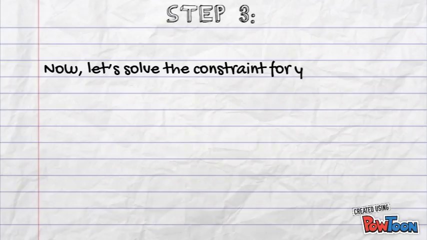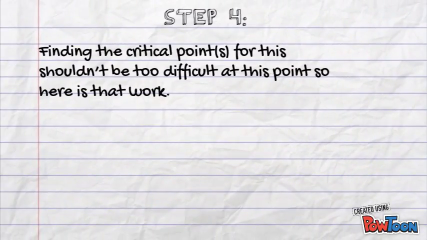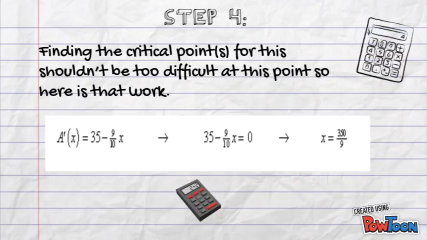Now, let's solve the constraint for y. y equals 35 minus 9 over 20 x. Finding the critical points for this should not be too difficult at this point. So here is the work. A prime of x equals 35 minus 9 over 10 x. 35 minus 9 over 10 x equals 0. x equals 350 over 9.